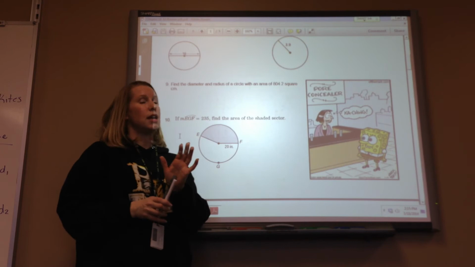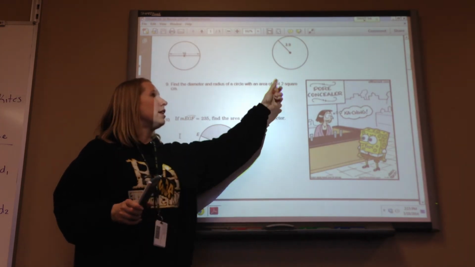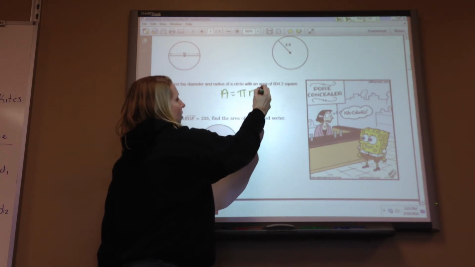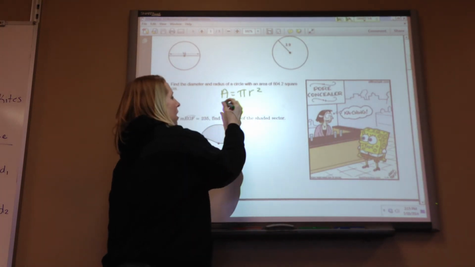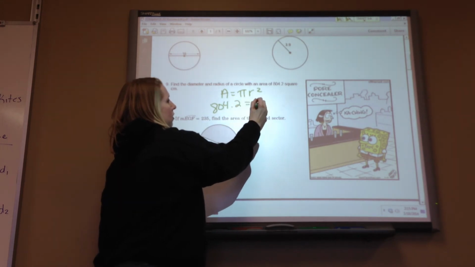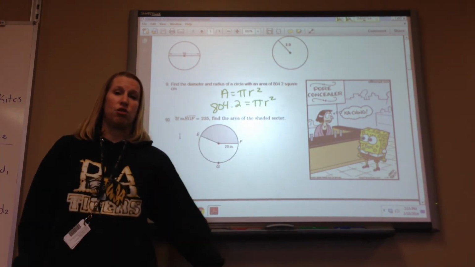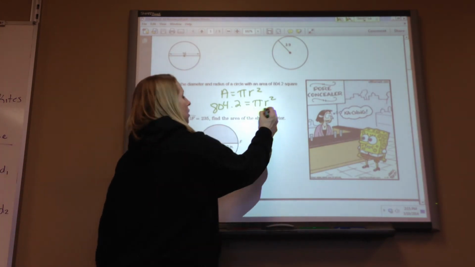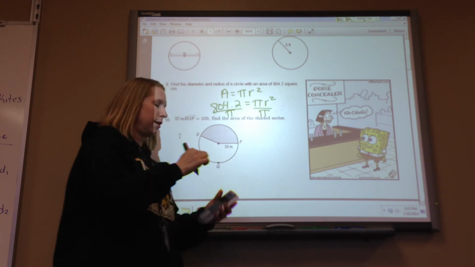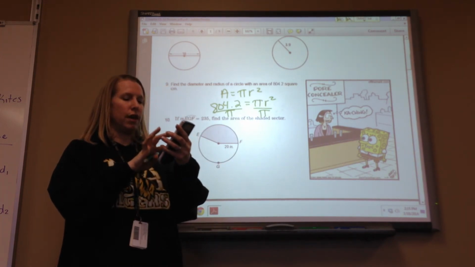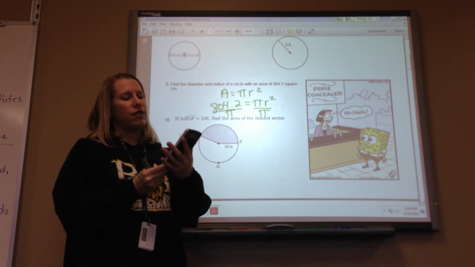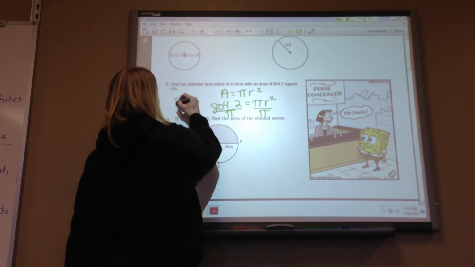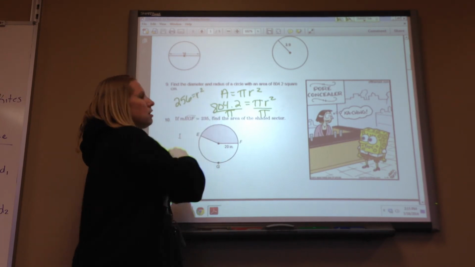This says find the diameter and the radius of a circle and then give you the area. So remember, area is pi r squared. So the area is 804.2. Do you remember what to do first? Did you say divide by pi? Because if you did, you're right. So divide by pi, divide by pi. 804.2 divided by pi. I got 255.98. I'm going to round it up to 256. So 256 is the radius squared.